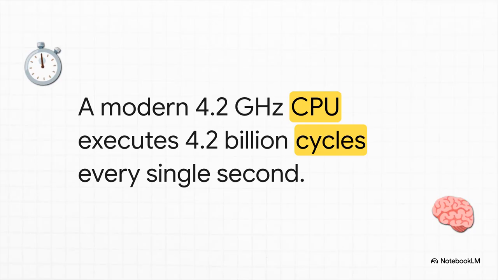And hey, we can't talk about speed without briefly mentioning the brain of the computer, the CPU. Processor speed, or clock speed, is measured in hertz, which just means cycles per second. So a modern 4.2 gigahertz CPU? That processor is executing a mind-boggling 4.2 billion cycles every single second. It really puts the compute in computer, right?